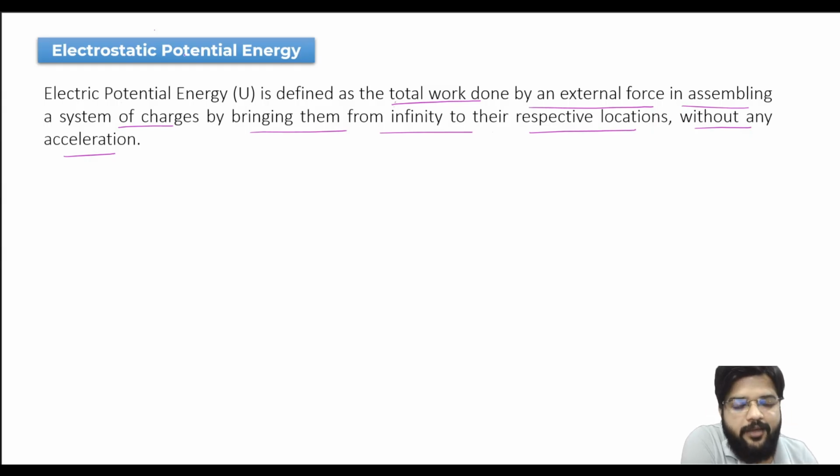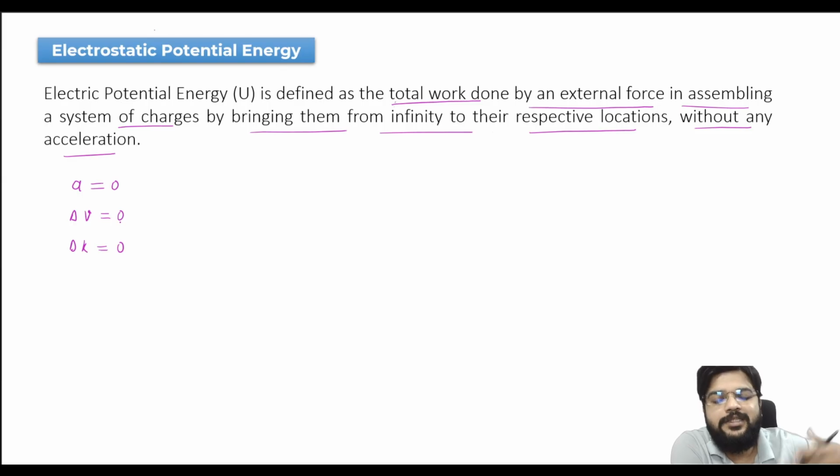And here one thing is important. When we are bringing a charge from infinity to a respective location, at that time acceleration should be zero. Correct? Because if acceleration is zero, then change in velocity is zero, and if change in velocity is zero, then change in kinetic energy is zero. Means whatever work you are doing is stored as potential energy, and we are interested in the potential energy, not the kinetic energy. That's why this point is important, everyone: acceleration should be zero. So note down this definition, everyone, then we will do the derivation.